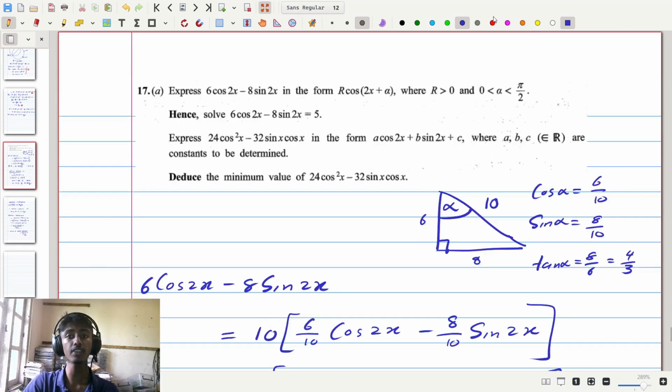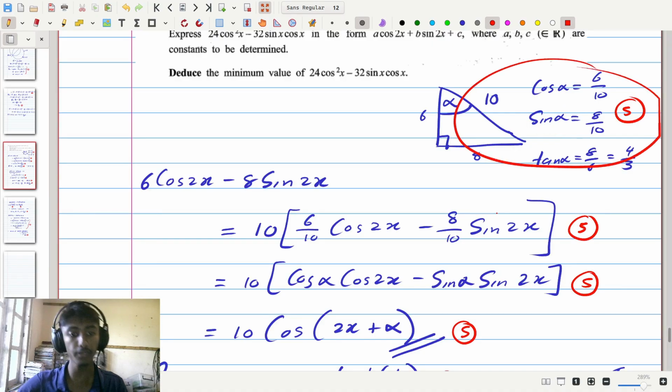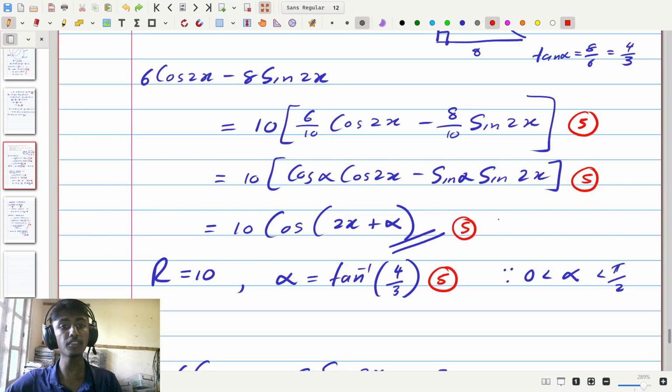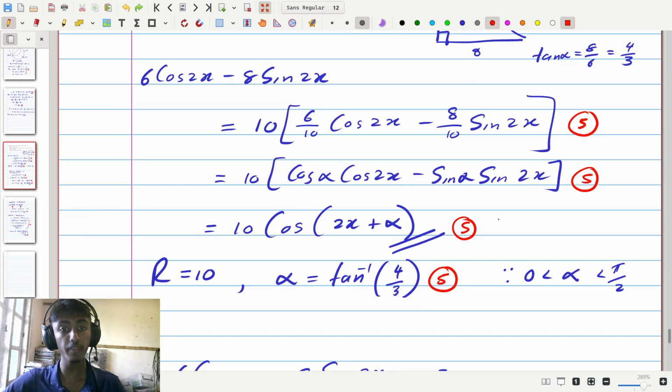Now we can go up and discuss all the marks awarded for this part of the question. So at the start of the question, when you use the triangle that you need in order to find the correct value of alpha and find the cosine of alpha and sine of alpha like so, you get 5 marks for that. After that, when you take this expression and multiply and divide by the hypotenuse, which is 10, in order to get 6 over 10 and 8 over 10 that you can substitute with the cosine of alpha and sine of alpha respectively, you get 5 marks.